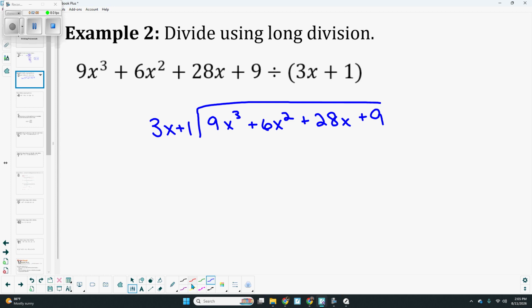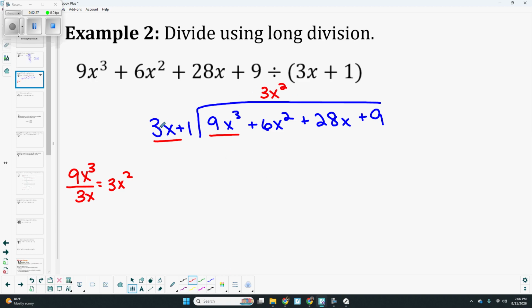Okay. So what we're going to do is we're going to take the first term of what we're dividing, and we're going to take the first part of what we're dividing by, and we're going to literally divide them. I'm going to take 9x cubed, and I'm going to divide that by 3x. So 9 over 3 is 3, and x cubed over x is x squared. So 3x squared, I'm going to line up with my x squared term.